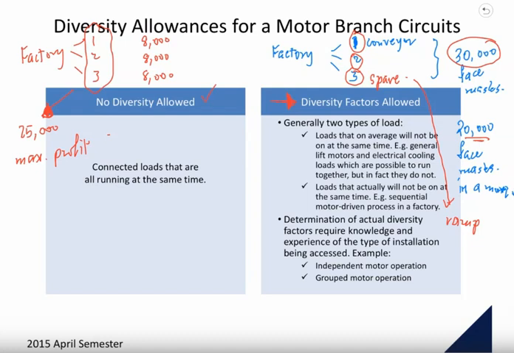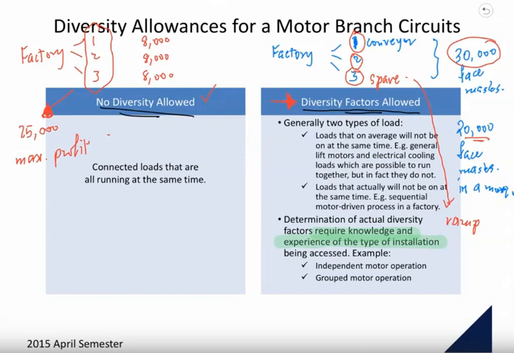And hence, to really know the situation or when we can or we don't apply diversity, it will really require your knowledge and experience of the type of installation that you're working with. But for the purpose of test and assessment, we will be explicit. If we need you to apply diversity, okay, we will say so. If we don't need you to apply diversity, we will say that, yeah, diversity is not allowed. Okay.